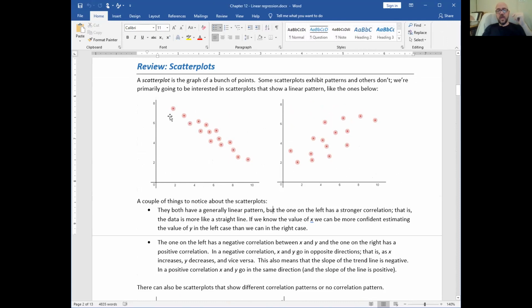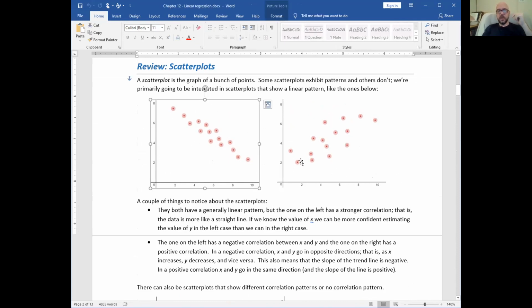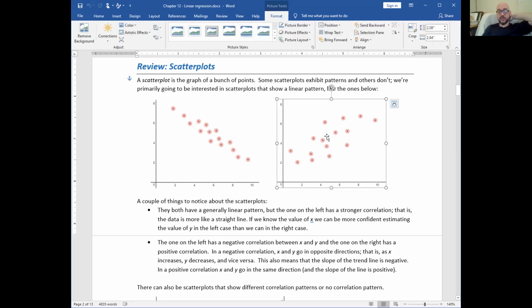We call this one a negative linear trend, and this one a positive linear trend, because in each case we are thinking that a positive change in X results in a negative change in Y, whereas here, a positive change in X results in a positive change in Y. It's that negative versus positive change in Y that gives us negative versus positive. It's also the sign of the slope of the line. So here the line has a negative slope, and here the trend line has a positive slope. We call this a negative linear relationship and this one a positive linear relationship.